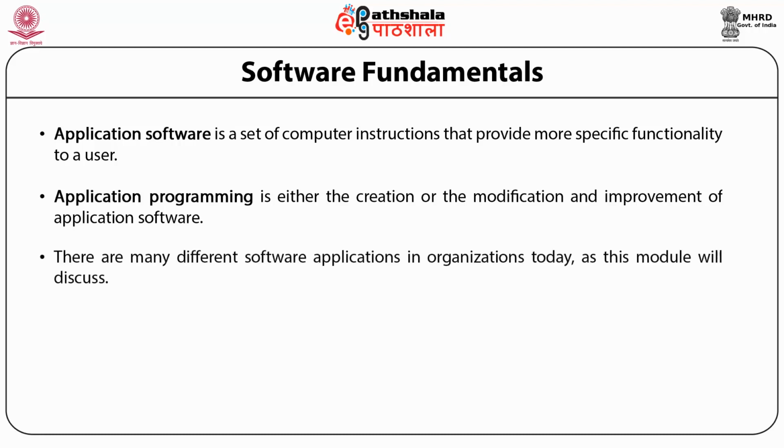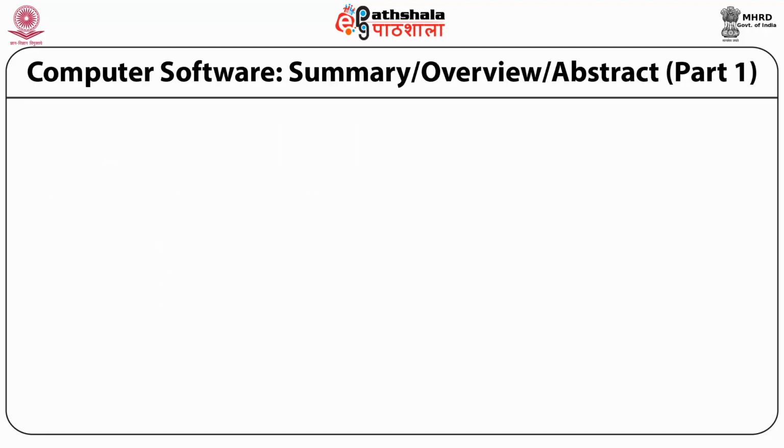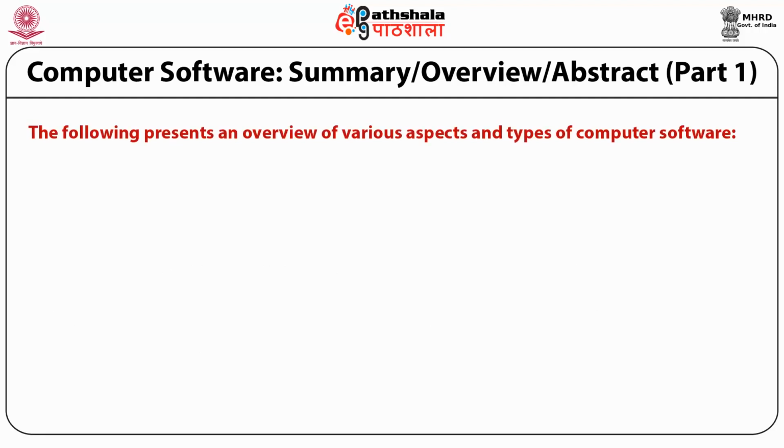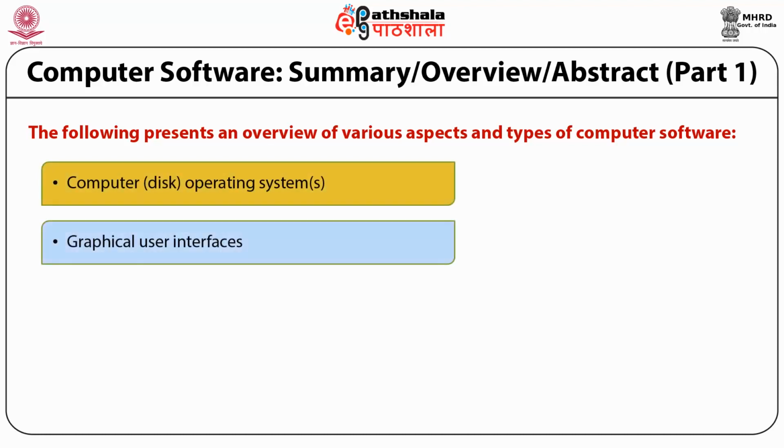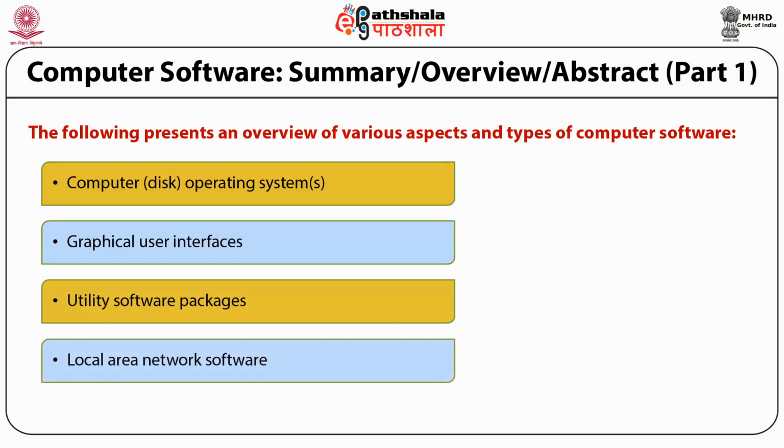There are many different software applications in organizations today. In this module, we are going to discuss all those application programs. For a marketing application, for example, marketing intelligence software is being used. The system software available on computer systems provides the capabilities and limitations within the application software that operates on it. Computer software. The following presents an overview of various aspects and types of computer software: computer disk operating systems, graphical user interface, utility software packages, local area network software packages.